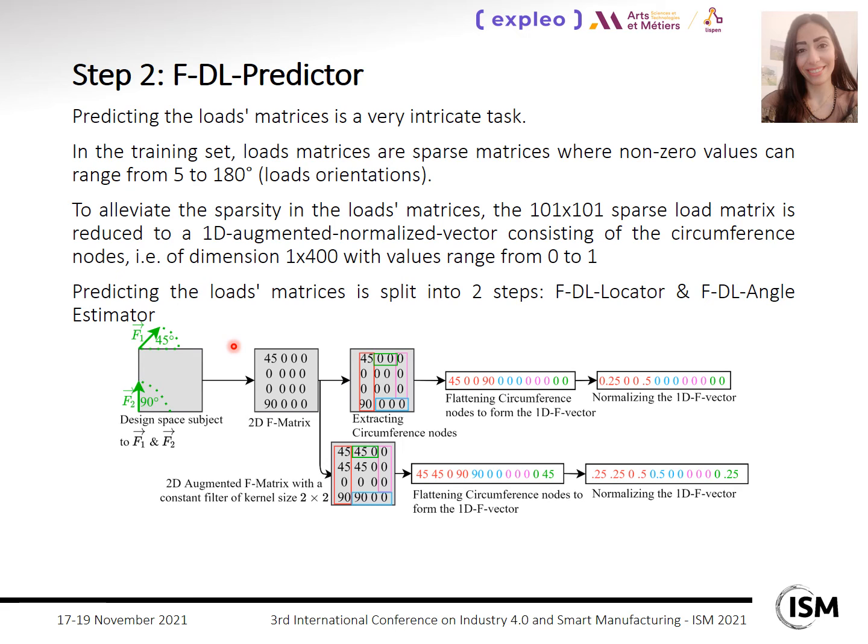The load location is predicted by the force deep learning locator. However, for the load orientation, first of all, we augment the load matrix by a filtering technique, like here. After that, we reduce the dimensionality of this matrix by selecting only circumference nodes. Why? Because we only sample loads from the edge of the domain space. We end up with a 1D vector corresponding to the load orientation. This 1D vector is predicted via the force deep learning angle estimator.